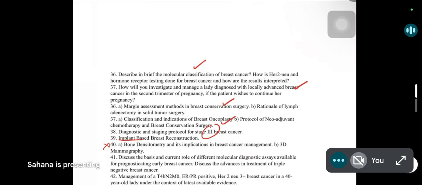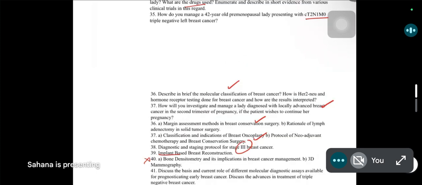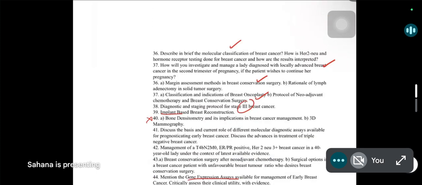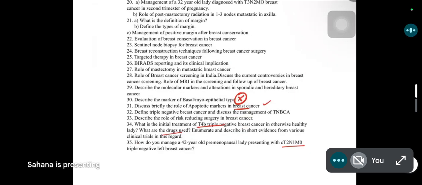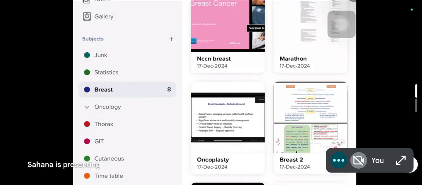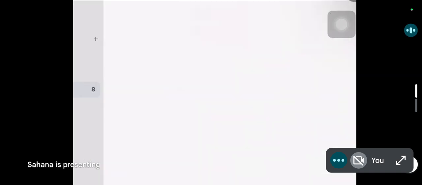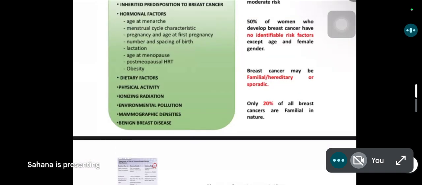Gene expression analysis, yes. So while we go through, extra things that we have covered will be DCIS and some imaging technique, and MRI have been added. So we'll go in sequential order, starting from risk factors.